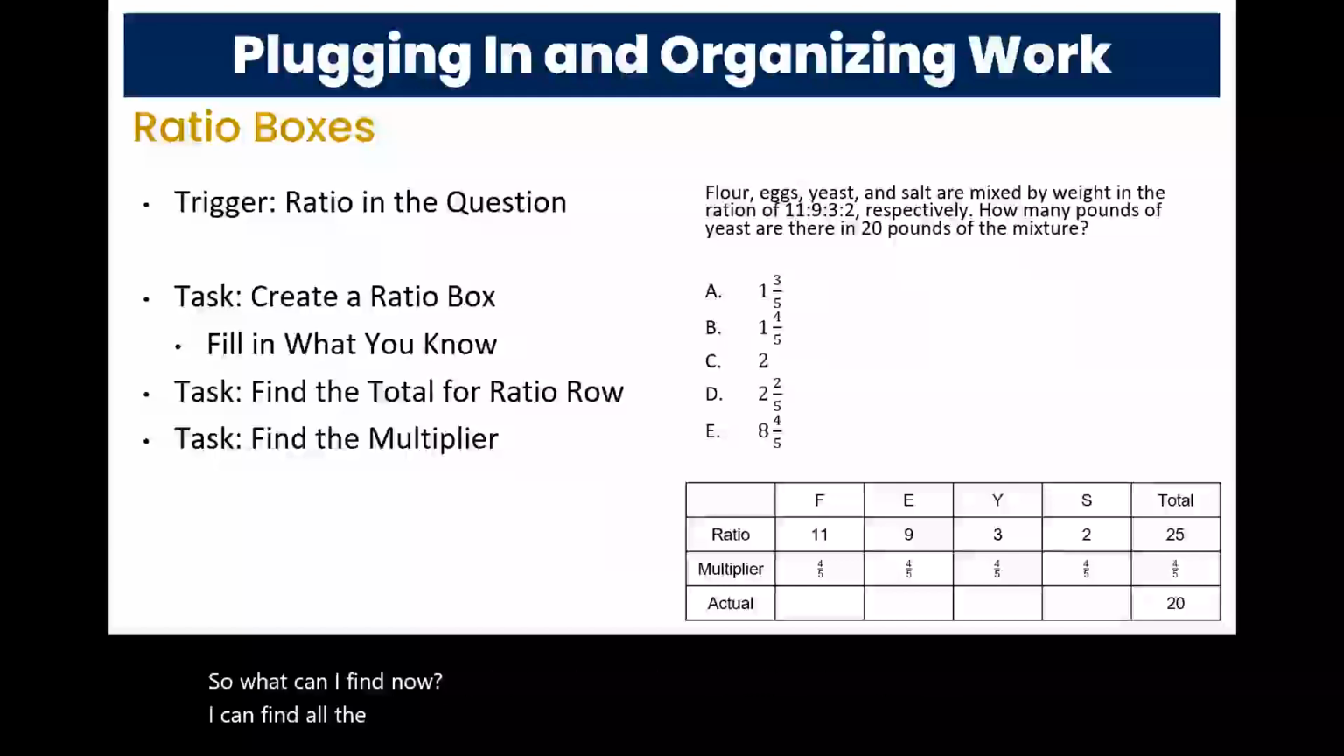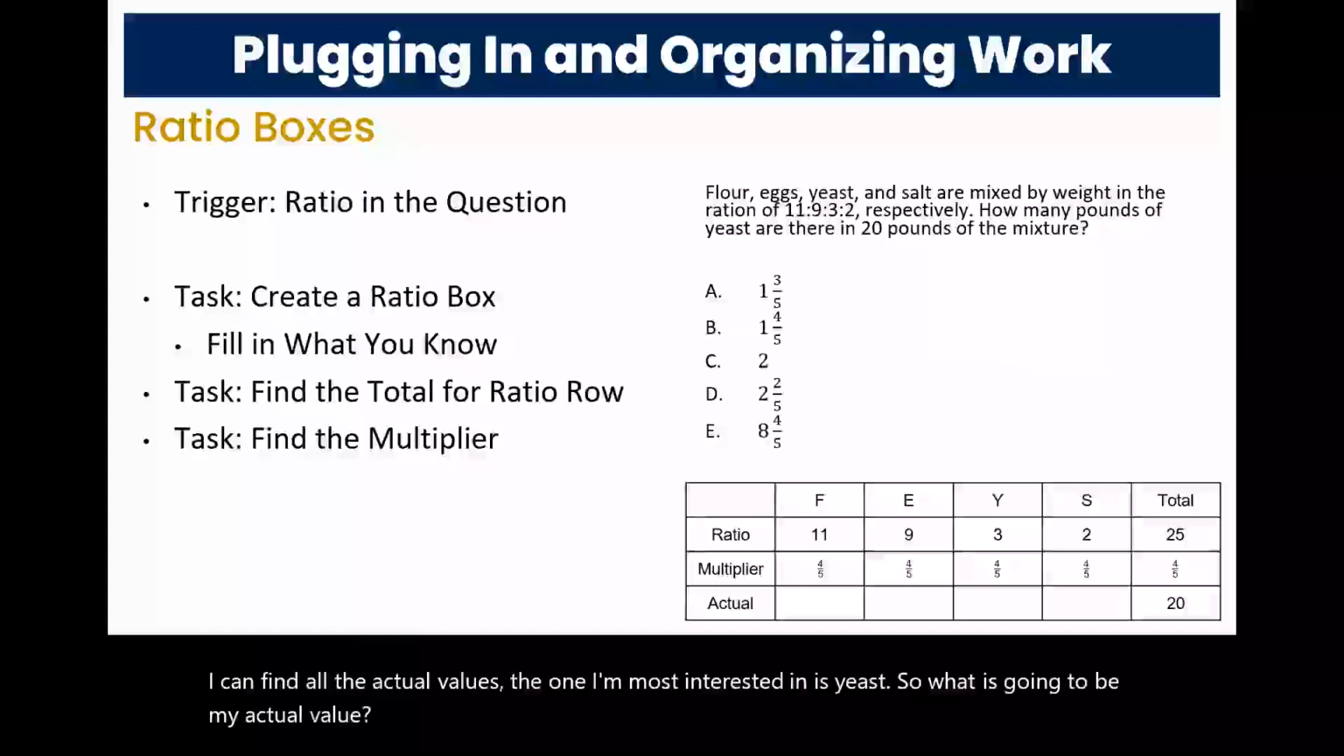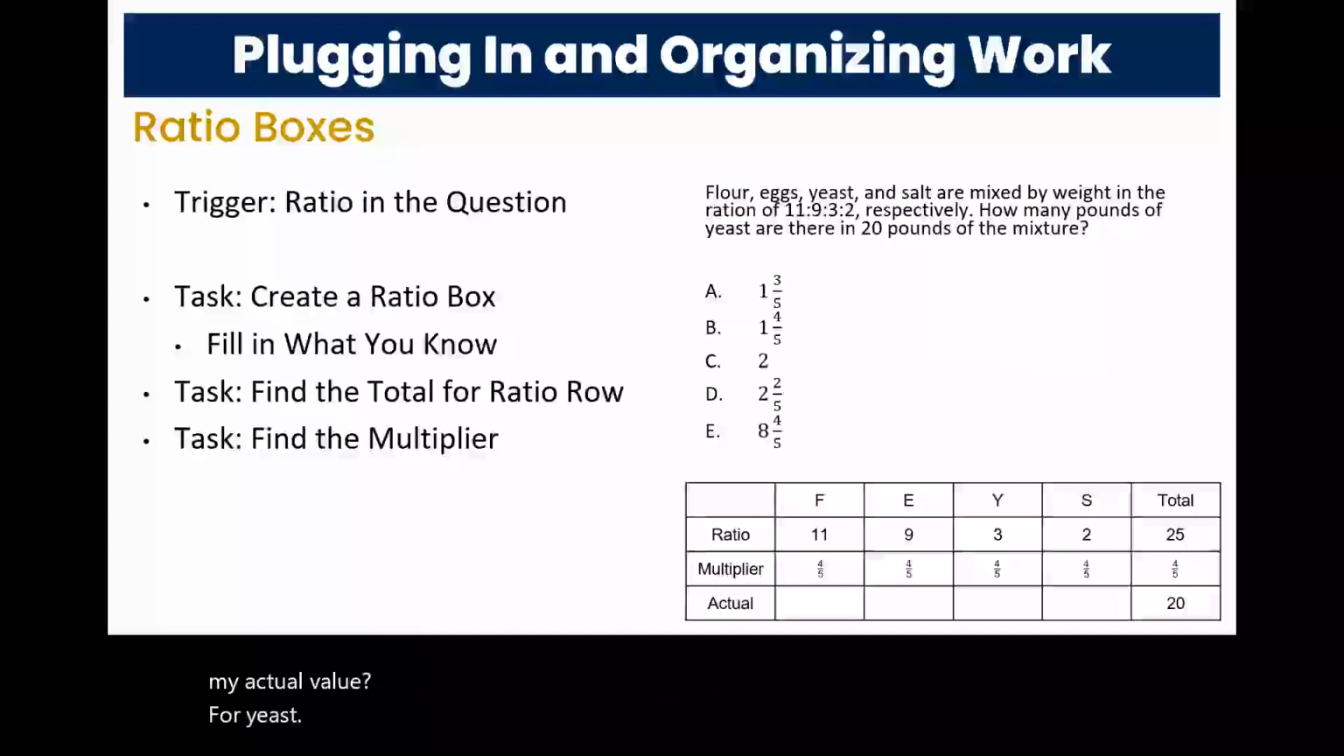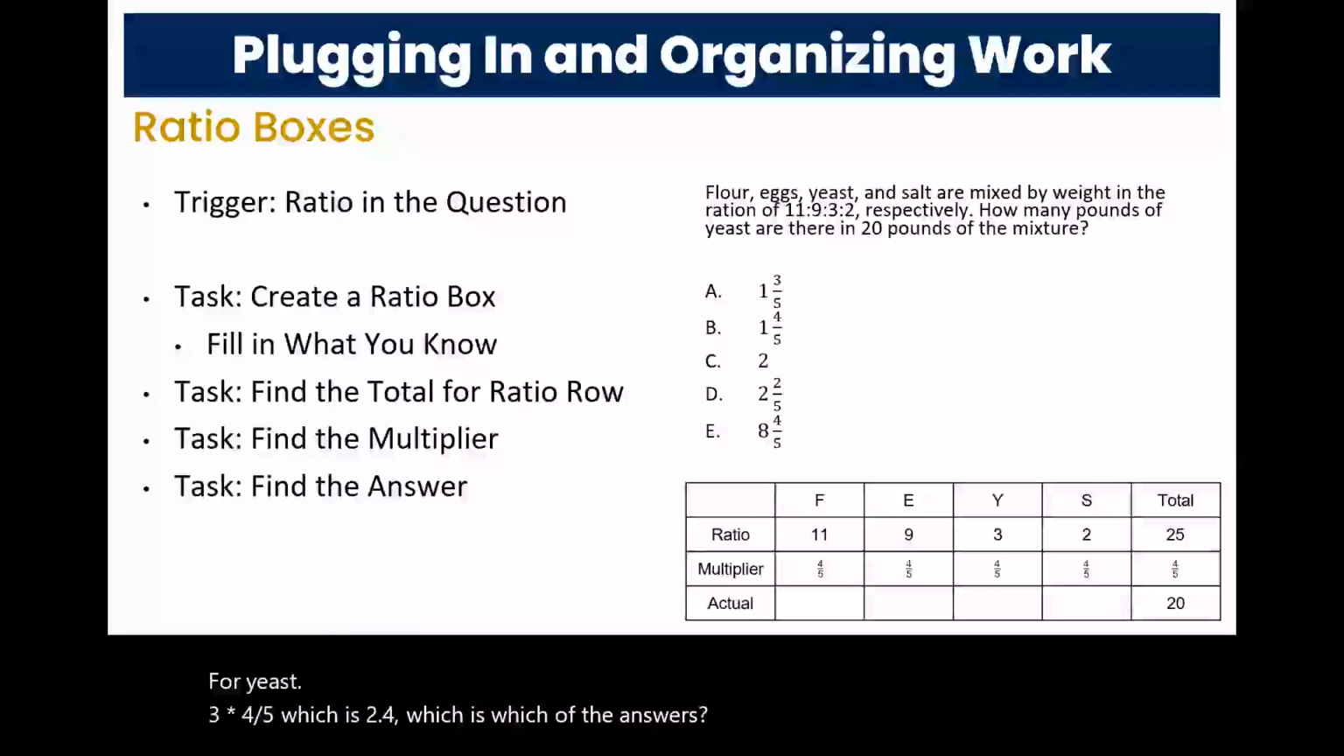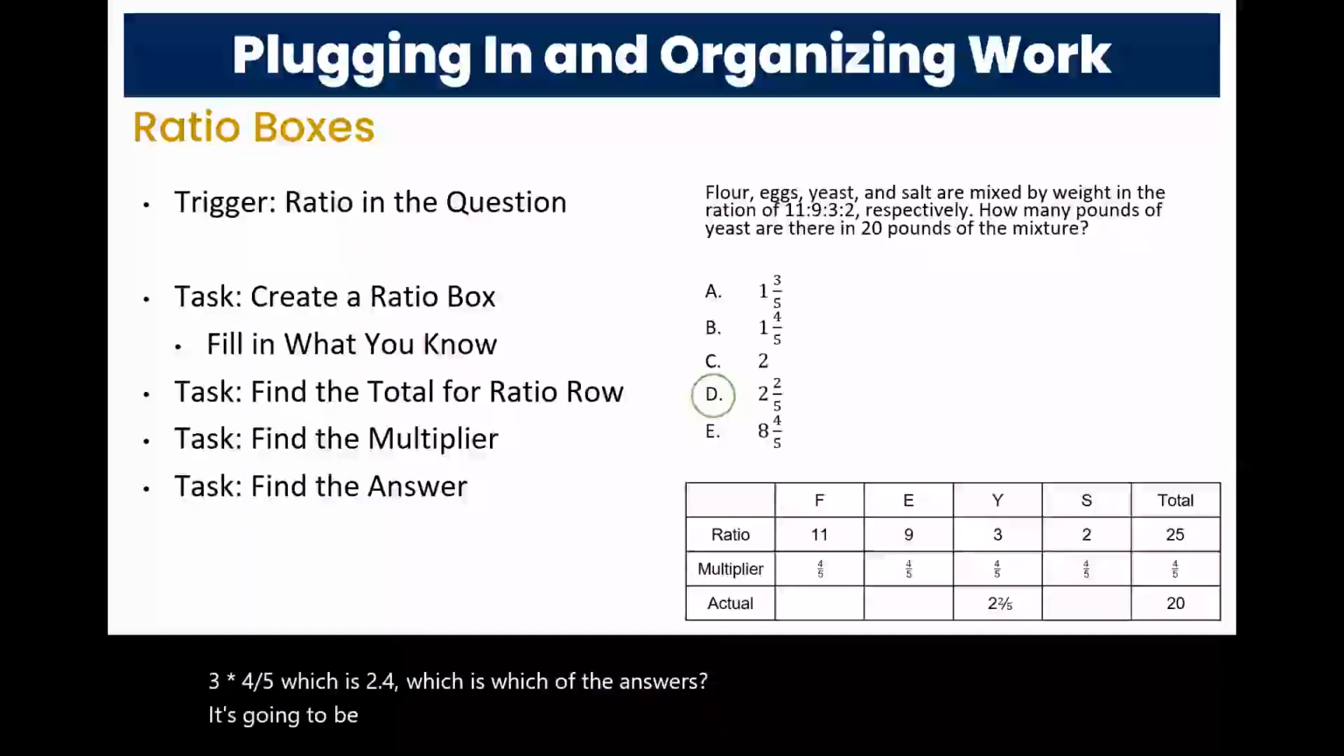The one I'm most interested in is yeast. So what is going to be my actual value for yeast? Three times 4/5, which is 2.4, which is which of the answers? It's going to be answer choice D. And there we go.